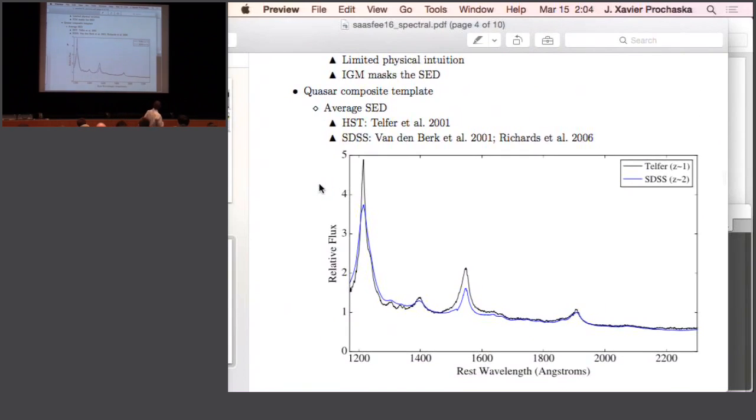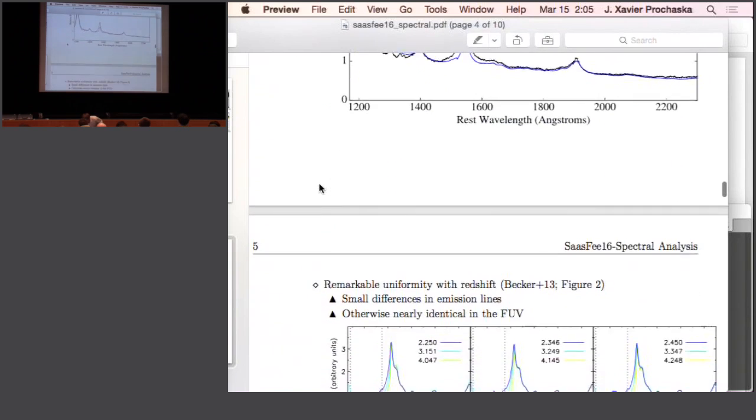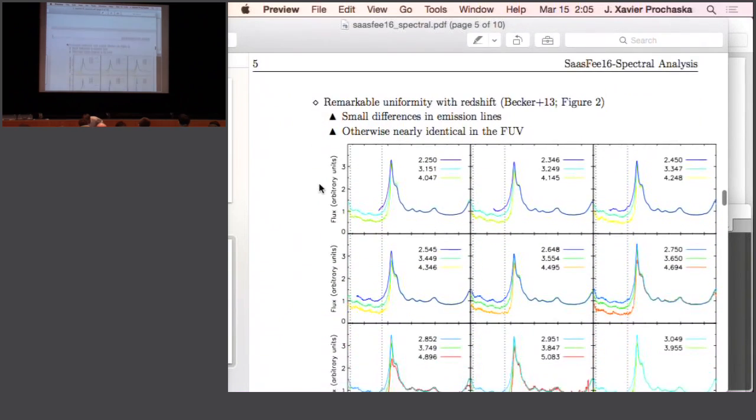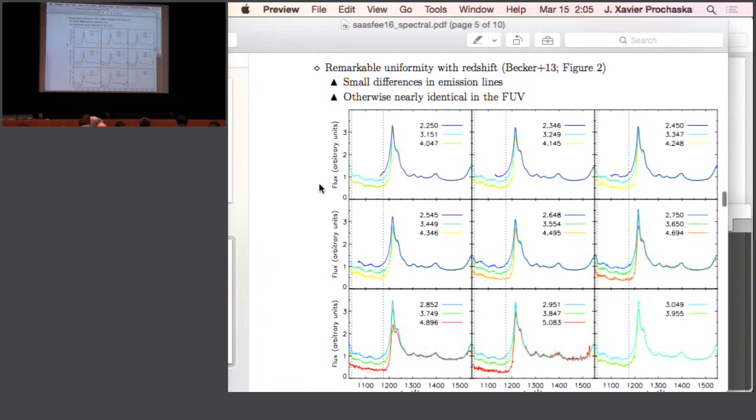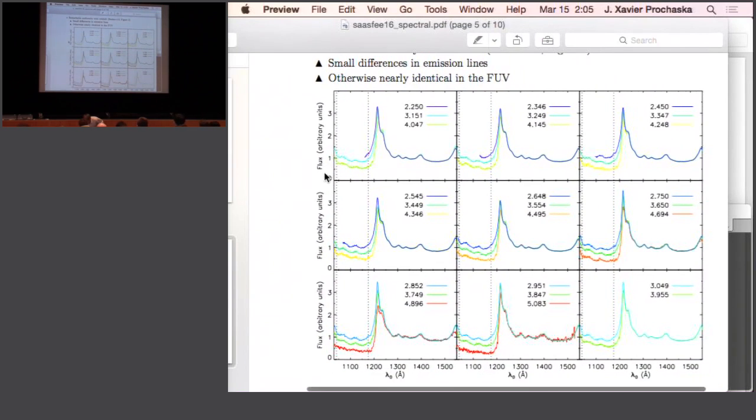I'm plotting here two composite spectral energy distributions. One from redshift 1 from HST data in black, and the other from redshift 2 in blue from the Sloan survey. And to zeroth order, those are quite similar spectra. They're not identical, but they're quite similar. And the similarity really becomes very close if you restrict yourselves to the higher redshift samples. This is even hard to see in this figure. So it's a complex figure.